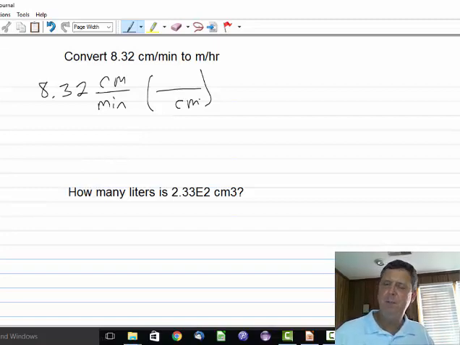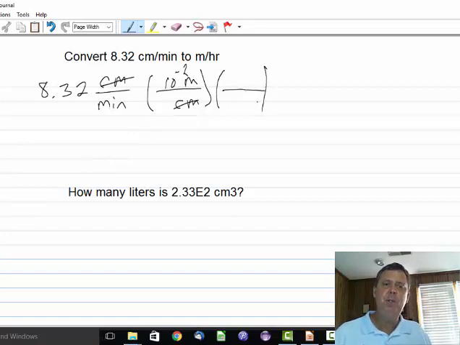All right, centimeters. I want to convert that into meters. So centi is 10 to the minus 2. So centimeters cancel centimeters. To convert minutes, now in this case, I could, again, write this out as two calculations or just do one here.